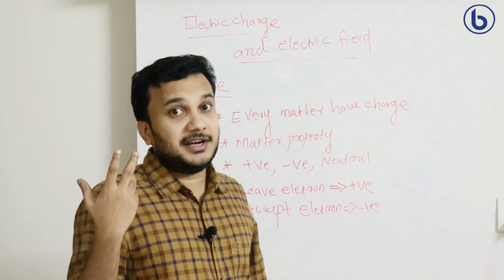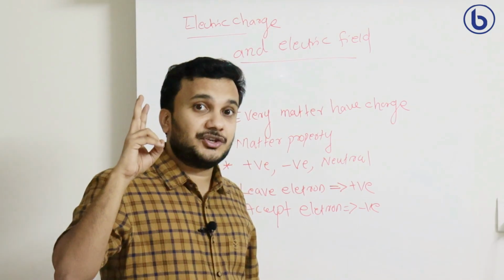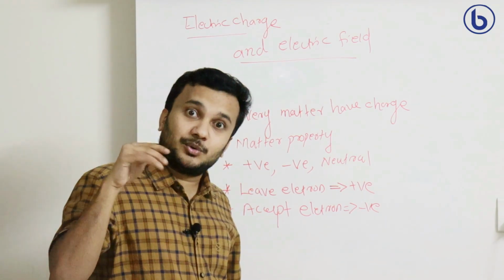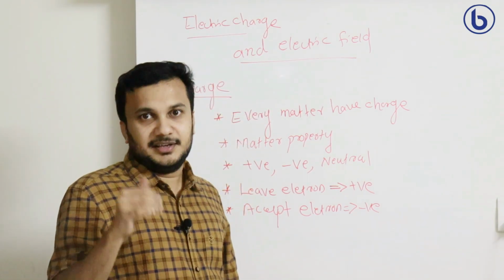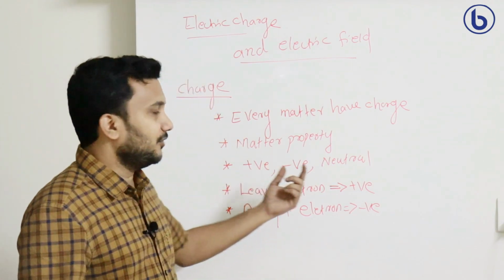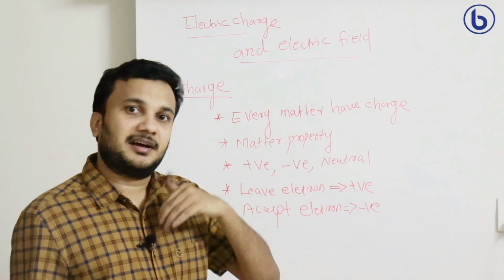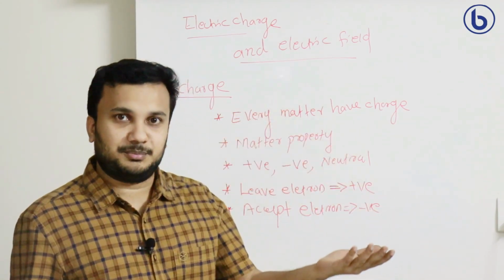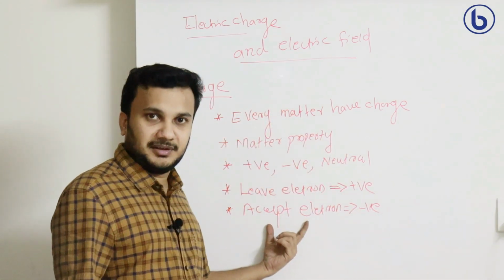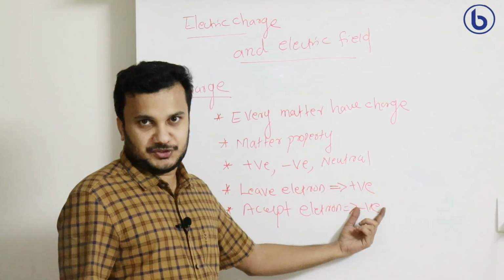I can say I have 80 rupees, but I have a deficiency of 100, which means I don't have 100, but I have 80. So that deficiency is called positive. And if I am getting some extra rupees, then I can say I have more than 100 rupees, which means I am gaining something. Then it is negative charge.